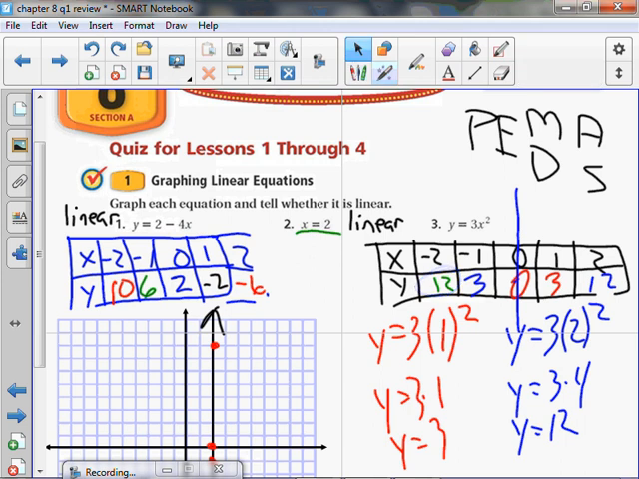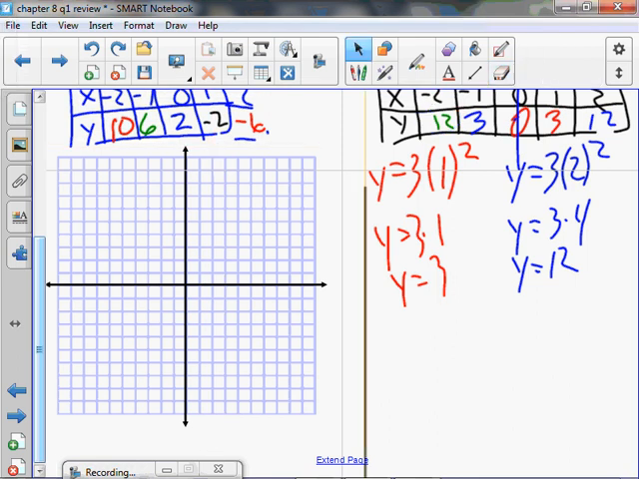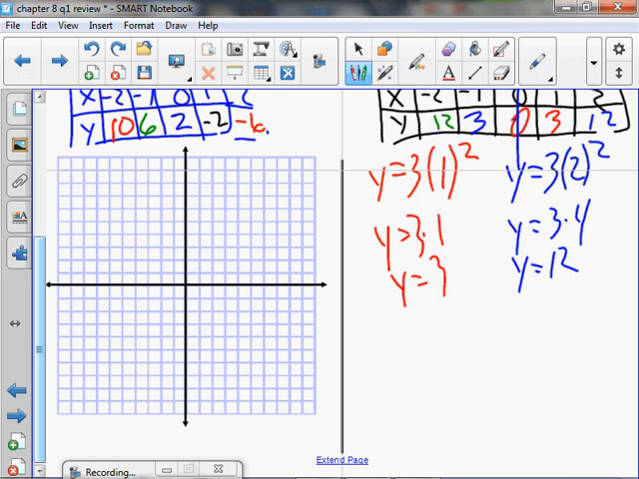I'm going to use my same graph that I've been using. I'm going to move my line. Might not even need it again. Let's find out. -2, 12 is going to be over 2 up 12. It's going to be right about here. -1, 3 is going to be over 1 up 3. Right about there. 0, 0. Everybody knows where that is. 1, 3 over 1 up 3. Over 2 up 12. And this is clearly not linear.